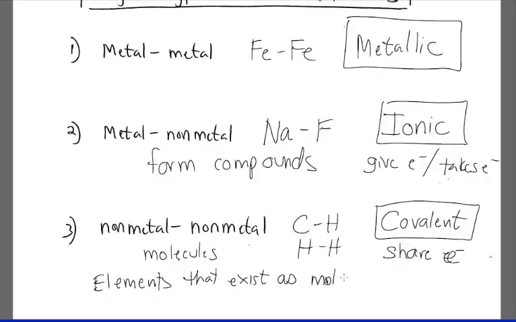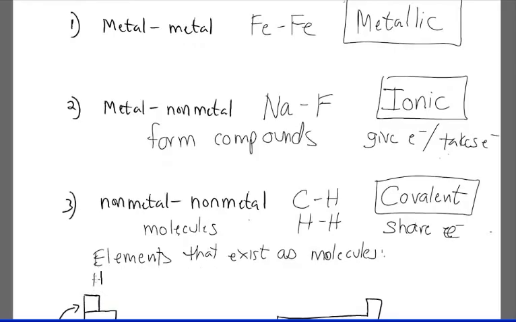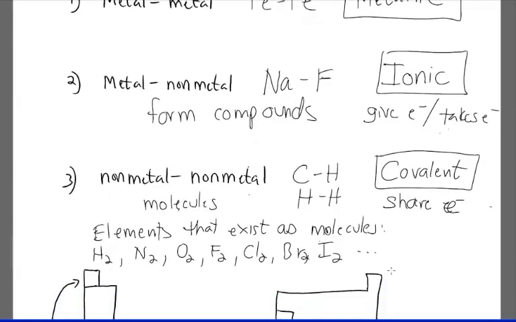Some elements exist as molecules in the natural state. I'll give you some examples of elements that exist as molecules in their natural state. That includes hydrogen, nitrogen, oxygen, fluorine, chlorine, bromine, iodine, and there are more. But those are some you should be aware of.